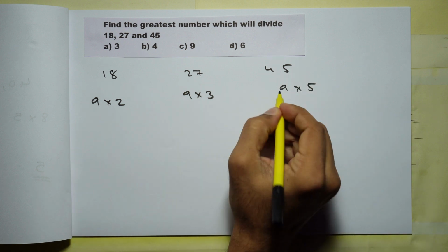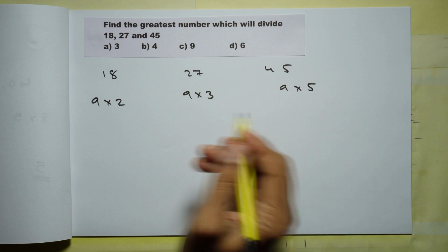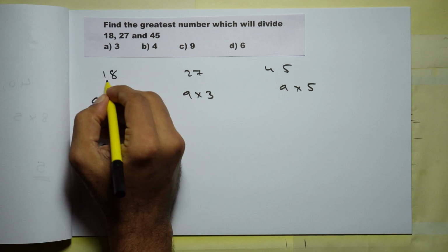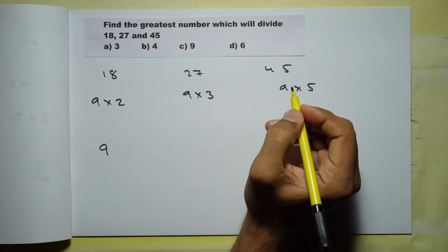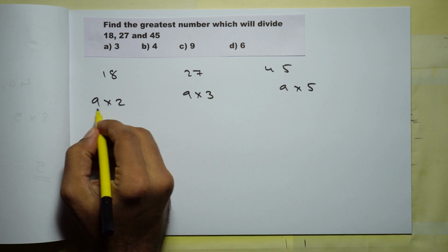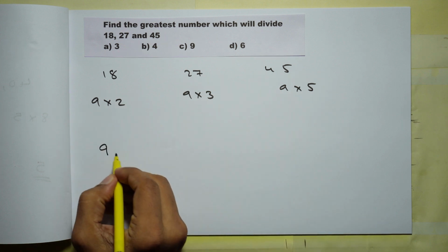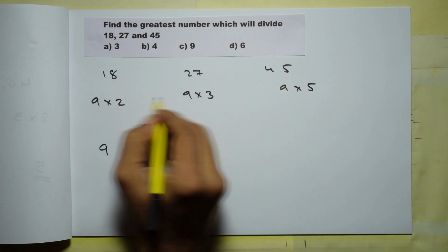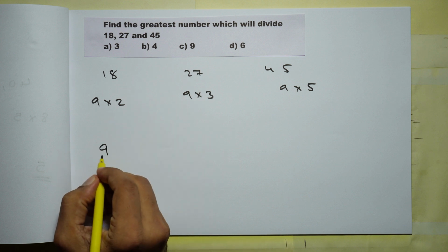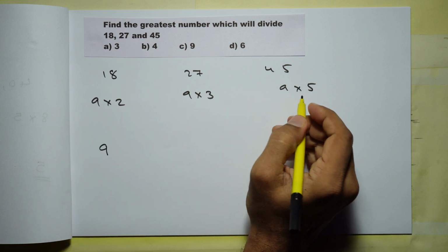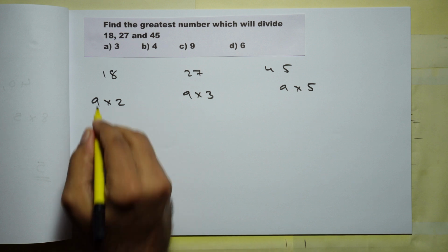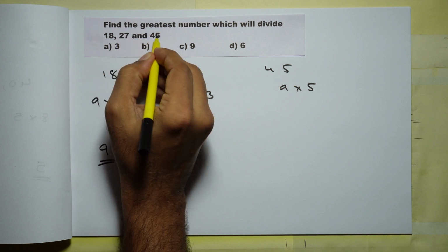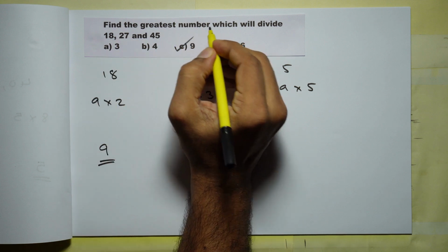Now we will find out those numbers which are common to all the three. So you can see 9 is common to all the three. So definitely 9. You can see that 9 will divide 18, 27 as well as 45. If you consider 2, 2 is available only here. Not here, not here. So 2 cannot be included. Now if you look at 5, 5 is available here but not here, not here. So 9 is the only number which is there in all the three numbers. So the highest number which will divide all the three numbers is 9. So the greatest number which will divide 18, 27 and 45 is 9, option C.